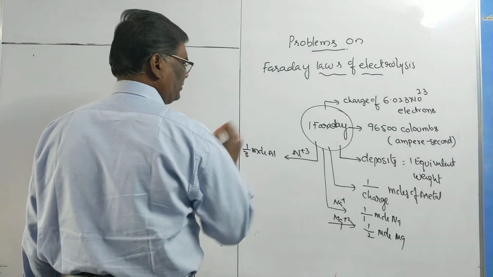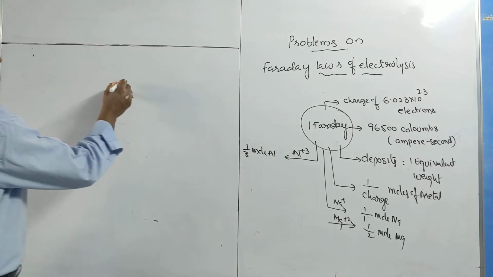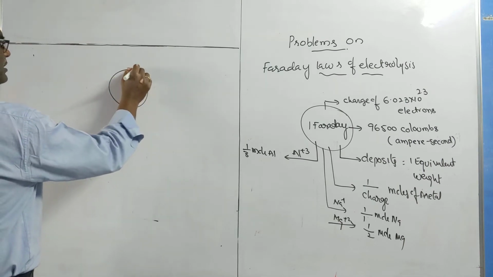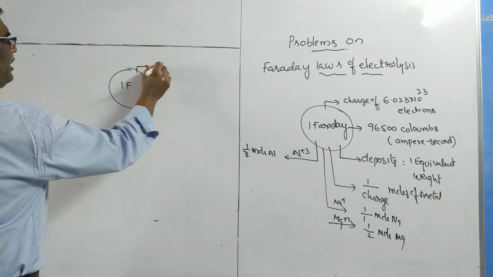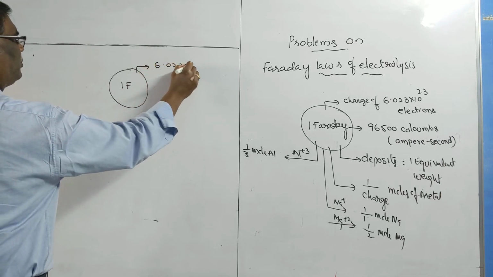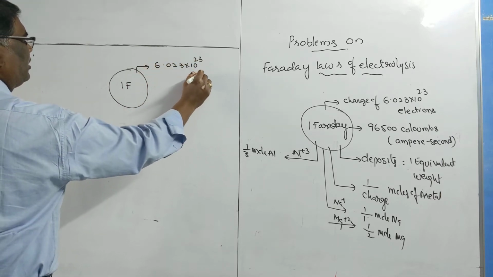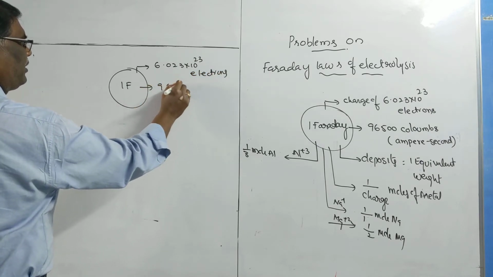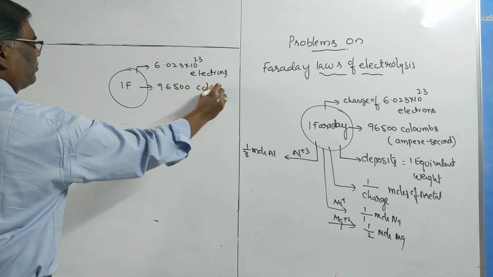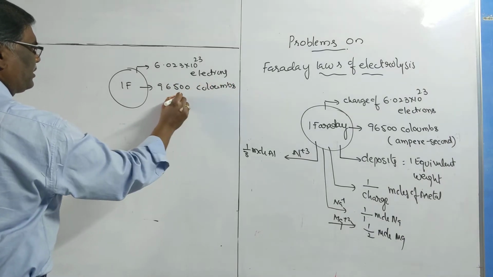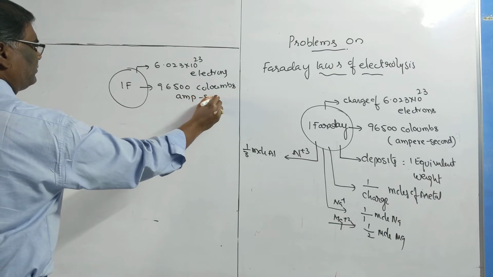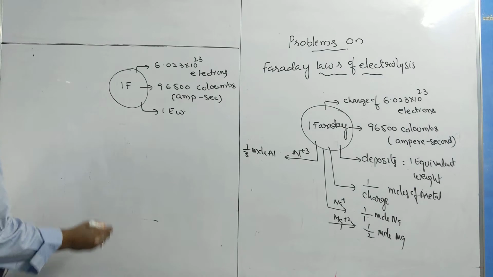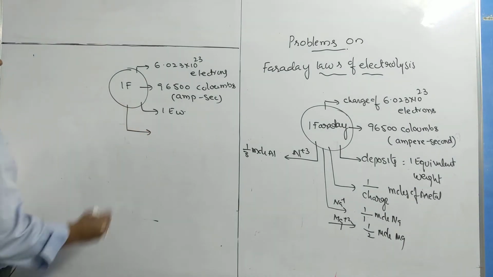In case of diatomic gases, I repeat it once again, 1 Faraday is 6.023 into 10 power 23 electrons. It is equal to 96500 coulombs. You know 1 coulomb is nothing but ampere second. It deposits 1 equivalent weight. Now I am taking diatomic gases.